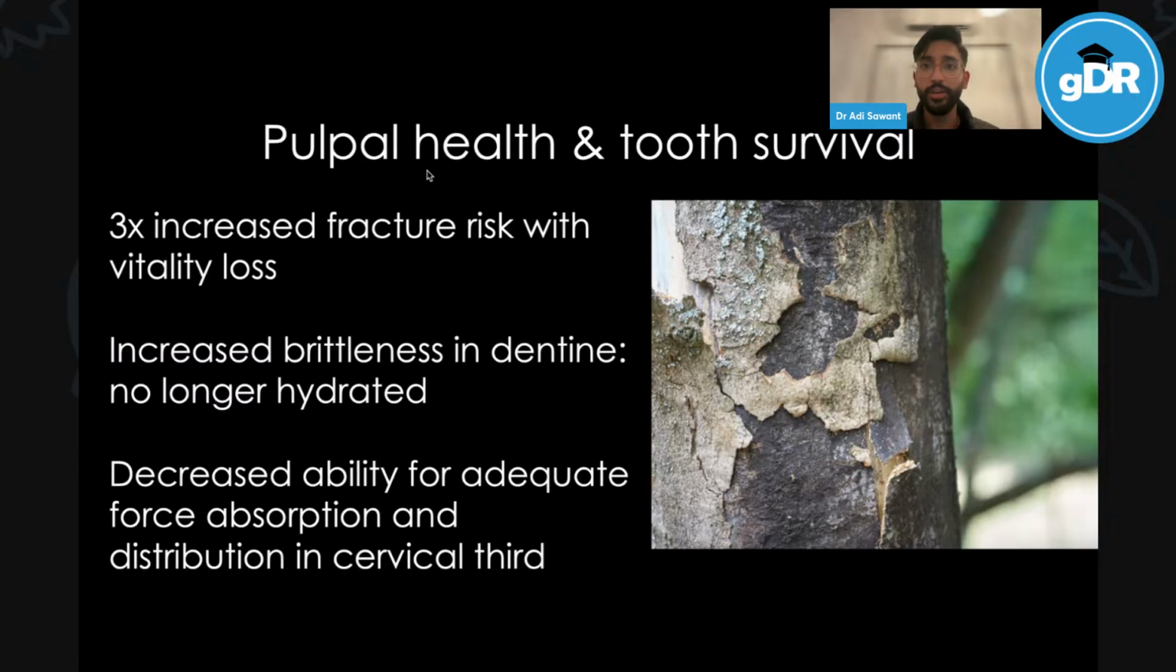And by removing that pericervical dentine, especially inside the pulp and root, you've got decreased ability for adequate force absorption. Again, you're invading that biorim just from the inside.